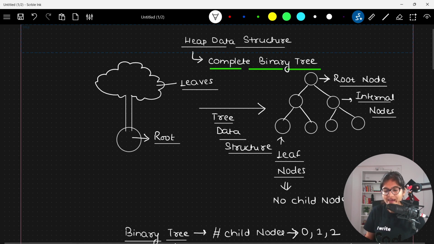Okay, so now we have understood. This kind of tree is a binary tree, because here if you see, every particular node has at max 2 child nodes, right?